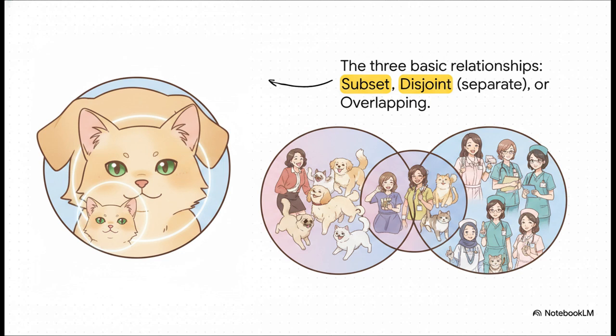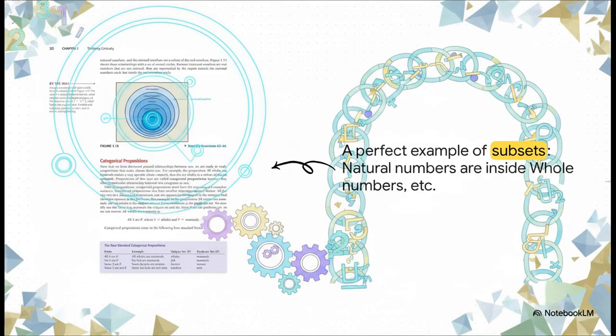First, one set can be a subset, which means it's totally contained inside the other one. Second, they can be disjoint, completely separate, sharing nothing. And third, they can be overlapping, meaning they have at least a few members in common. And here's a fantastic real-world example of subsets. Look at this. The natural numbers, 1, 2, 3, are completely inside the set of whole numbers, which just adds 0. And that set is completely inside the integers, which adds the negative numbers. It's like a set of Russian nesting dolls, and the diagram makes that structure obvious.